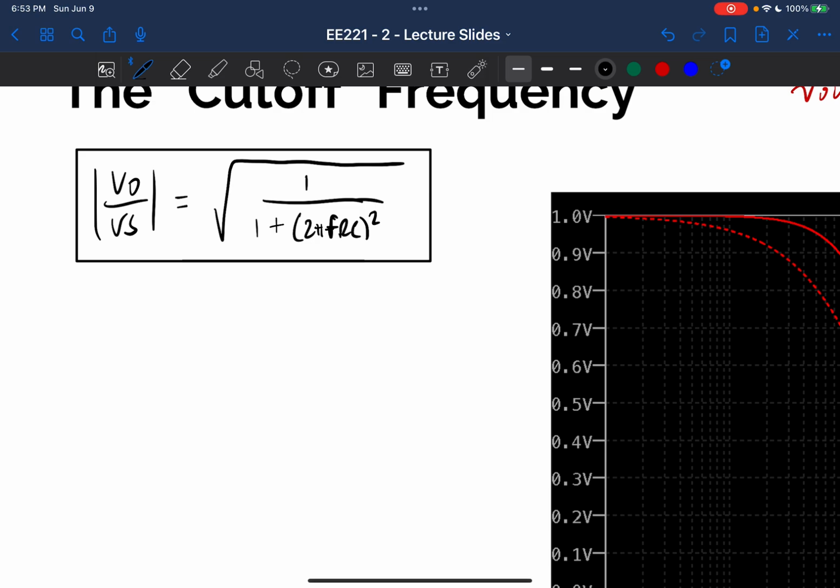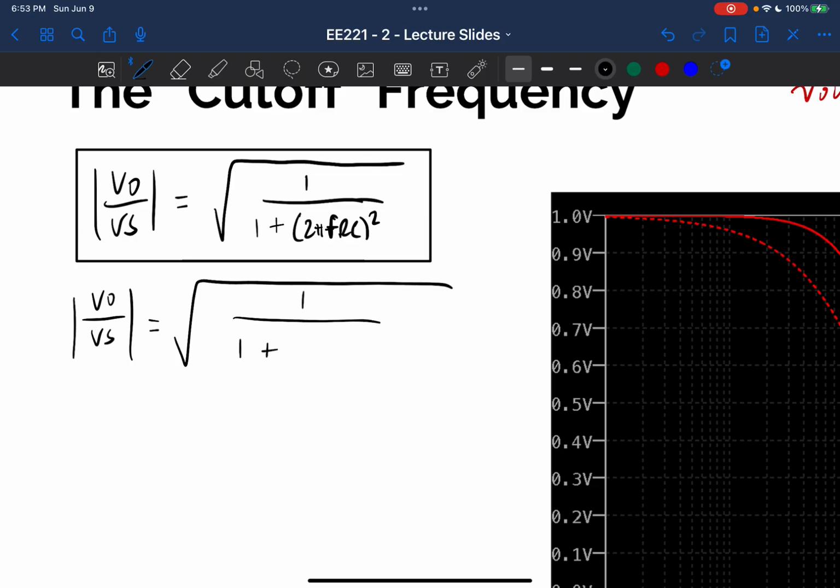And what value is that? Well, let me rewrite this. There's a different way we could write this expression. We could write it as 1 over the square root of 1 plus f divided by 1 over 2 pi RC, squared. Hope you would agree with that. This 1 over 2 pi RC is called the cutoff frequency for an RC circuit in particular.